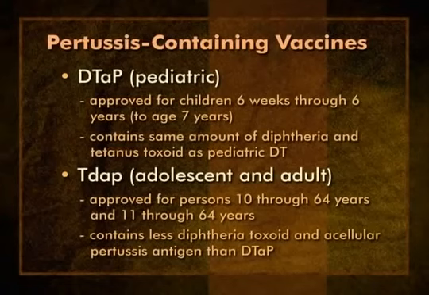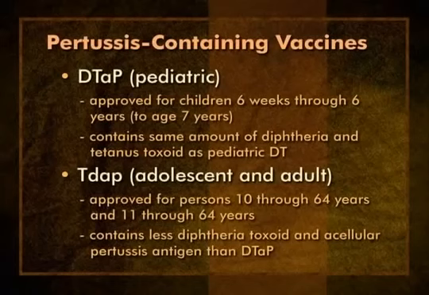Tdap vaccine, big T, little d, little a, little p, is the acellular pertussis vaccine for adolescents and adults. The big T and little d should help remind you that these are vaccines for older persons, like adult Td. There are 2 brands available that have slightly different approved age indications. One vaccine is approved for persons 10 through 64 years. The other is approved for persons 11 through 64 years.